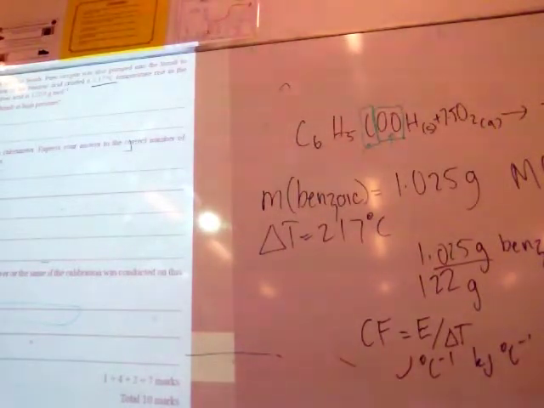If you ever fail, always turn to your ratios. They never let you down. Equals 12.5. 12.5 kilojoules per degree Celsius. Okay, that is our calibration factor. Is it to the correct number of sig figs? I think so. Yep, 3 sig figs. 2.17? So, 12.5.